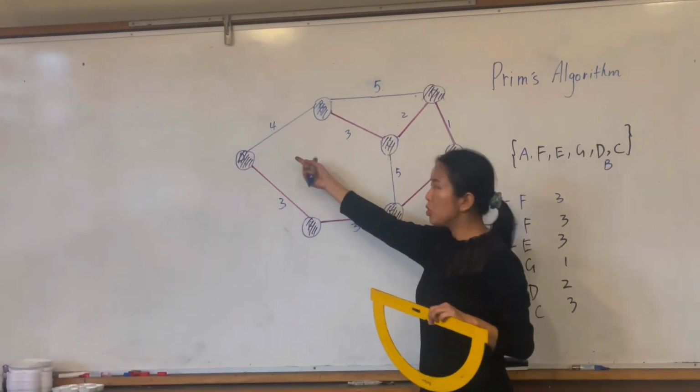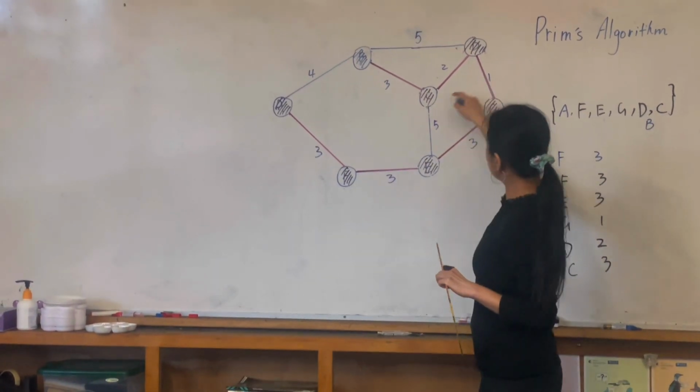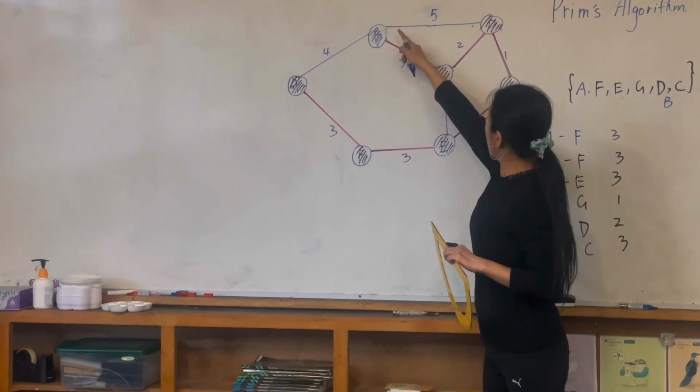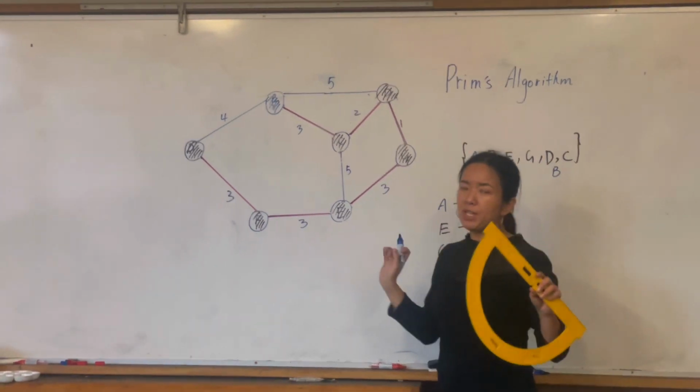Can we continue to add any path? We can't. If we add this path, that will be a closed circuit. If we add this path, this will be a closed circuit. That's what we try to avoid.